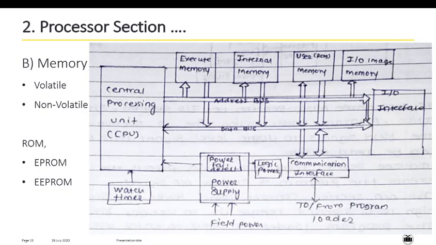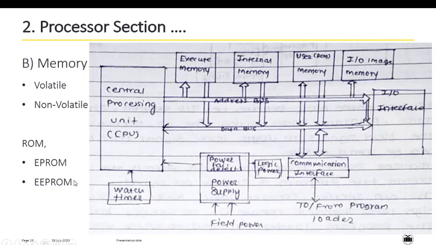Okay, so this may not be possible every time, so that's why these memories are not used. And the second one is EEPROM. EEPROM means electrically erasable programmable read-only memory.